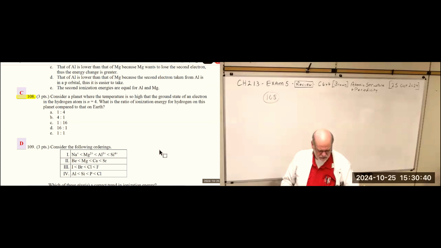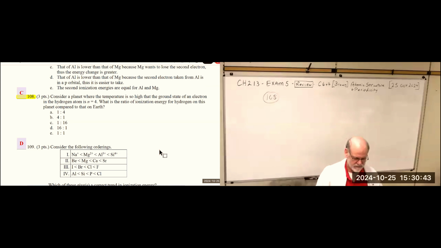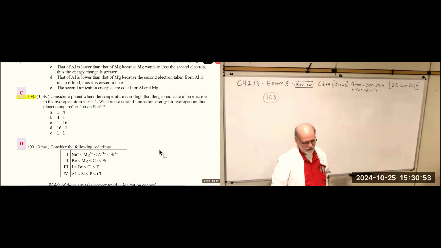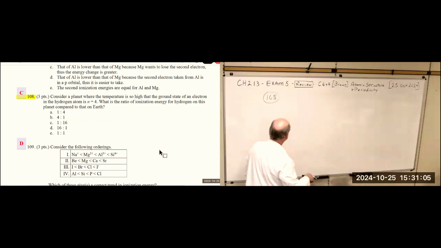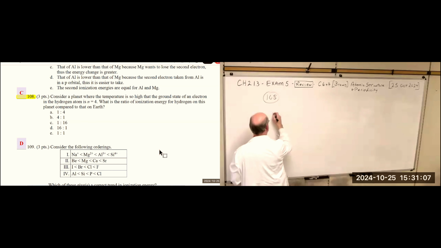Now, in the work problems, I go into an insane calculation. I actually take the energies and compare the energies for this equation, but I think there's a quicker way to get there. Consider a planet where the temperature is so high that the ground state of an electron in hydrogen is N equals 4. What is the ratio of ionization energies for hydrogen on this planet compared to that on Earth? So for a hydrogen atom with one proton and one electron, and this is the Earth.